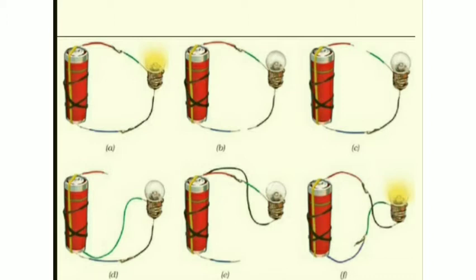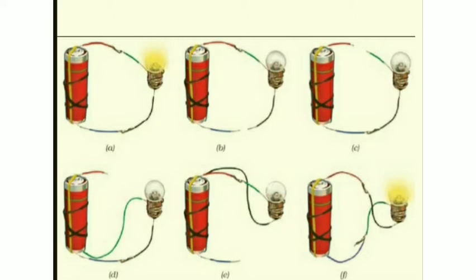So what is the reason? Let's find out. So in the case of figure A and F, starting from positive terminal of the cell there is a continuous path for the electricity till it ends at the negative terminal and hence the bulb glows. If you take the picture B and C, the path of electricity is broken so that current does not reach from one terminal to the other terminal of the electric cell and hence bulb does not glow.